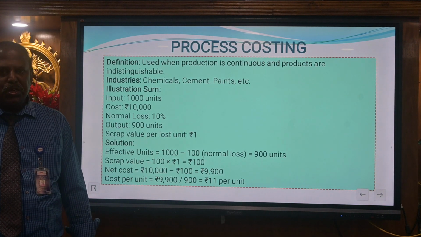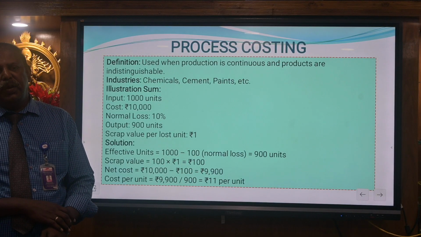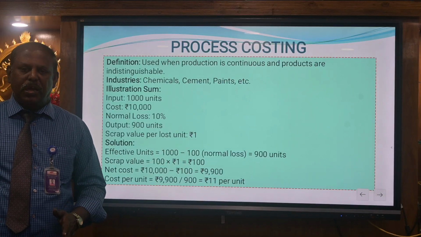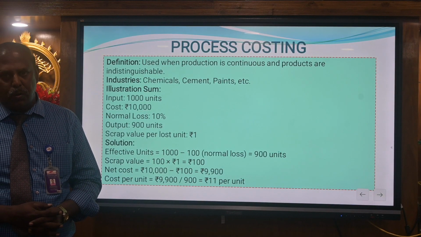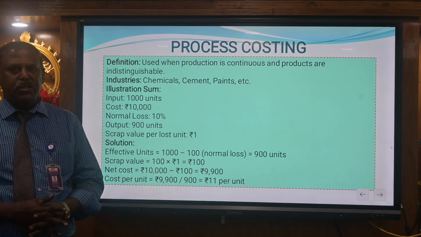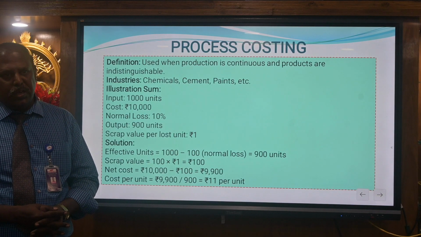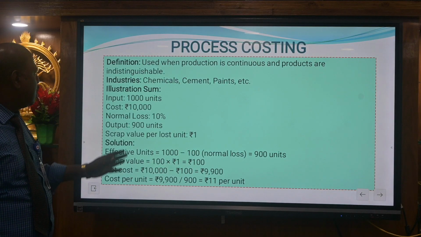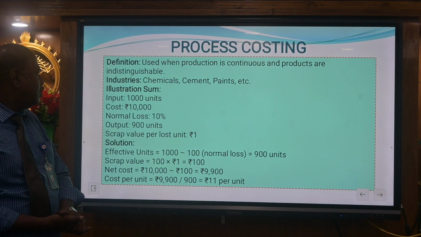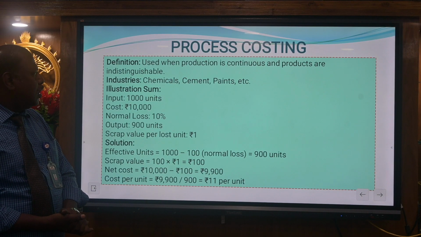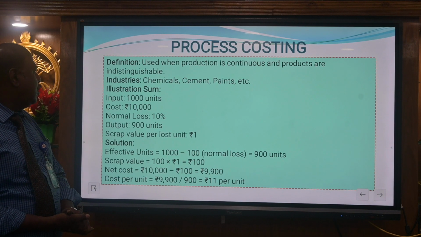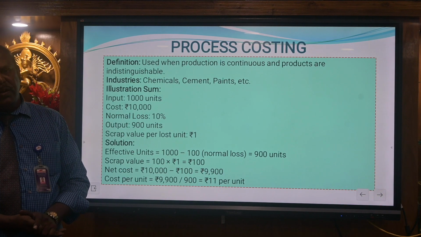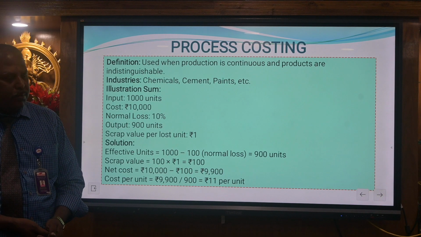Then second part is process costing. That means the companies manufacturing one product in different processes have to follow this type of accounts. When the companies have different processes, they have to follow this costing method. Here we have given the definition: used when production is continuous and the products are indistinguishably the same. The chemical industries, cement and the paint industries use this type of costing method.